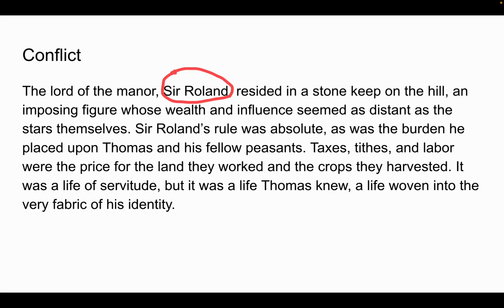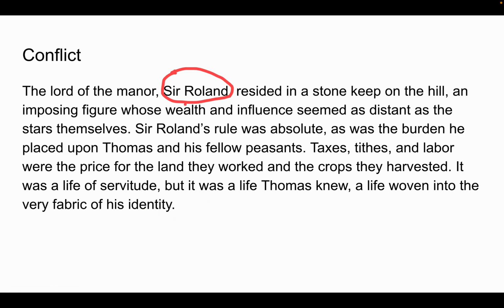Resided in a stone keep on the hill, an imposing figure whose wealth and influence seemed as distant as the stars themselves. Sir Roland's rule was absolute, as was the burden he placed on Thomas and his fellow peasants. Taxes, tithes, and labor were the price for the land they worked and the crops they harvested. It was a life of servitude, but it was the life Thomas knew, a life woven into the very fabric of his identity. Ooh, I like that. Woven into the fabric of his identity. He's a weaver. He makes clothes and stuff.